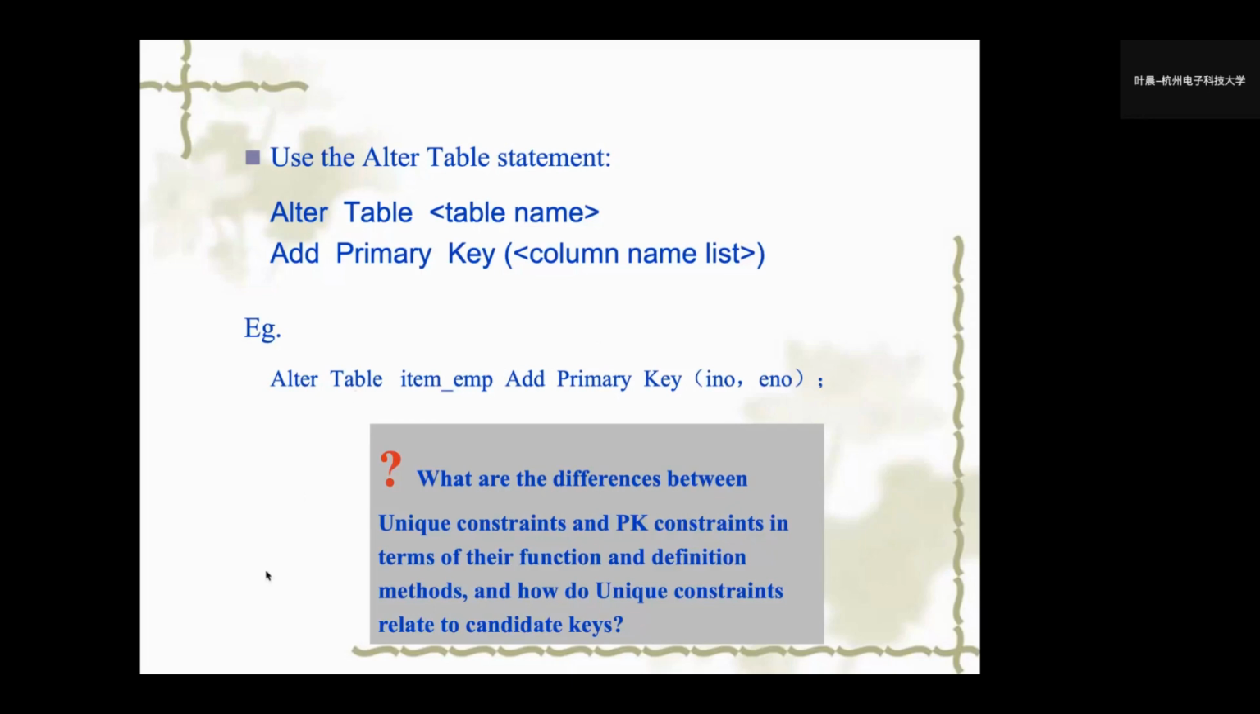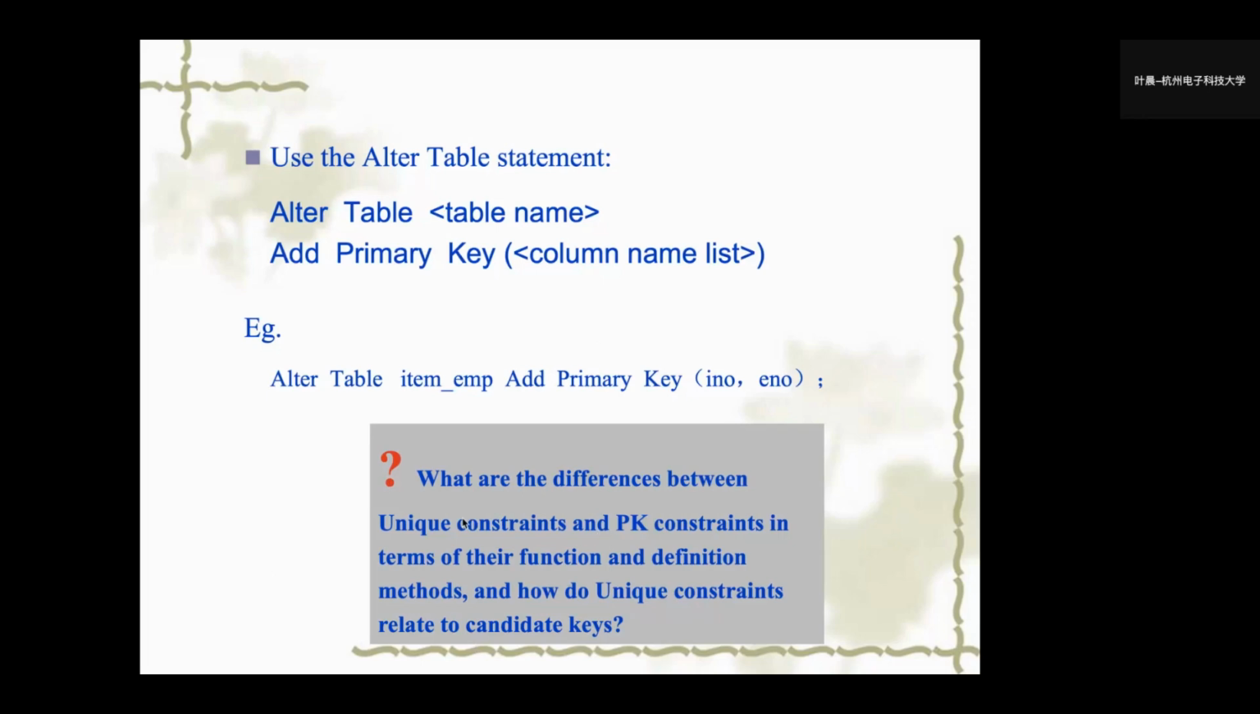ENO. And here we need to know the difference between the unique constraint and the primary key constraint in terms of their foundation and definition methods, and how the unique constraint relates to the primary key.